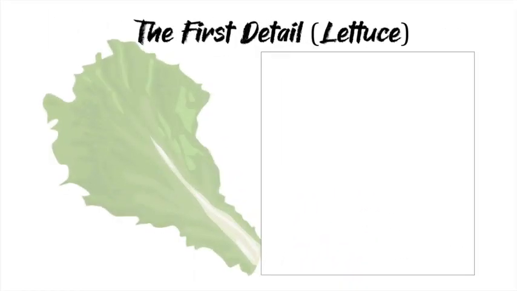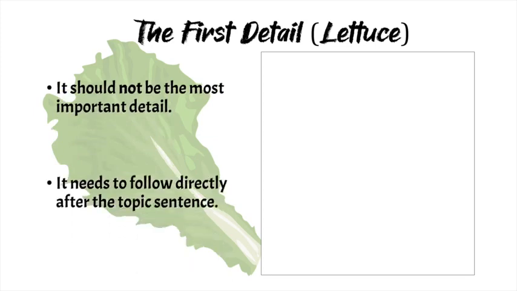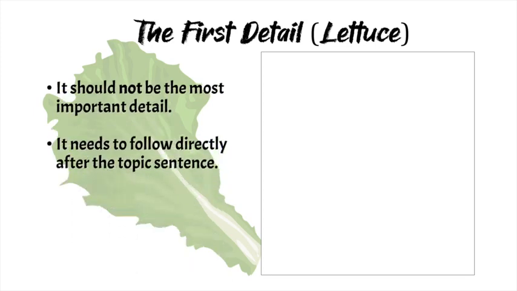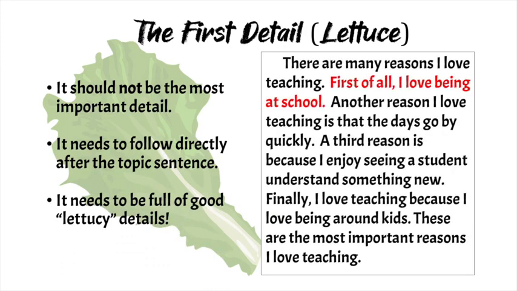Then the first detail, that would be your lettuce. It should not be the most important detail. It needs to follow directly after the topic sentence, and it needs to be full of good lettucey details. Yes, let's look at the example. First of all, I love being at school.